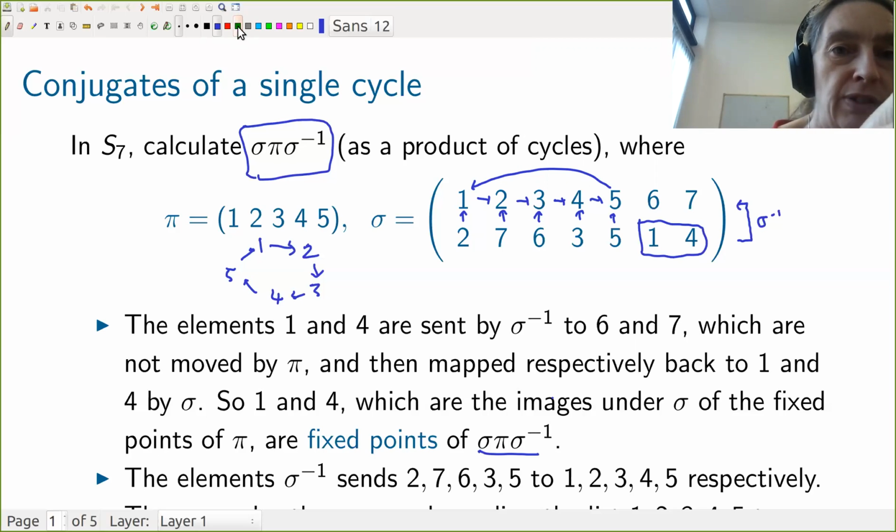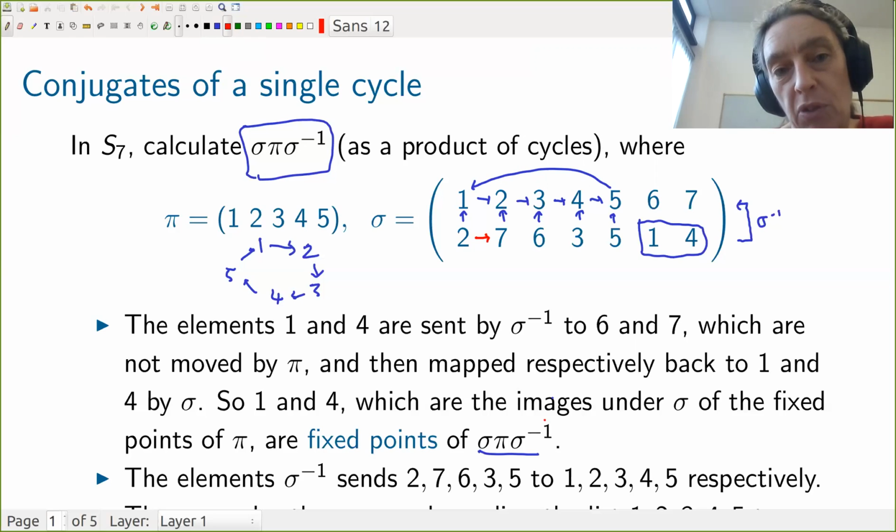I use a different color for the composition. Under sigma pi sigma inverse, 2 goes to 7. 7 gets lifted up to 2 by sigma inverse, then moved to 3 by pi, then dropped down to 6 by sigma. 6 gets lifted up to 3, moved over to 4, dropped down to 3.